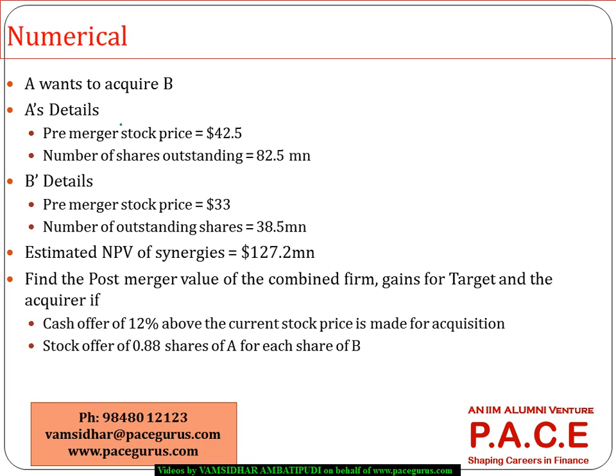So here, depending on whether the company is getting into a cash based offering or stock based offering, what is the value of the merger, what is the value of the combined entity after the transaction, as well as what is the gain which the acquirer company is getting versus what is the gain that the target company is getting. We'll try to understand that. Okay, A is trying to acquire B. The pre-merger stock price for A is $42.5, and there are 82.5 million shares outstanding.